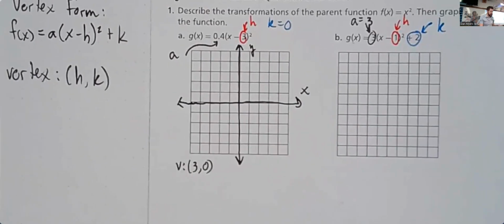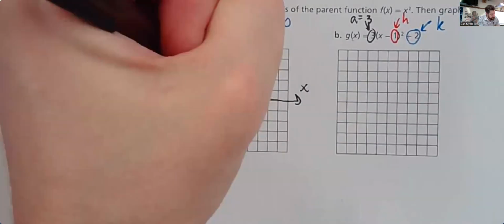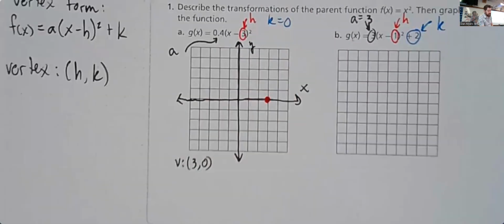And our vertex is at the point 3, 0. So that's going to be 1, 2, 3 zeros right here. That's the middle of our vertex.